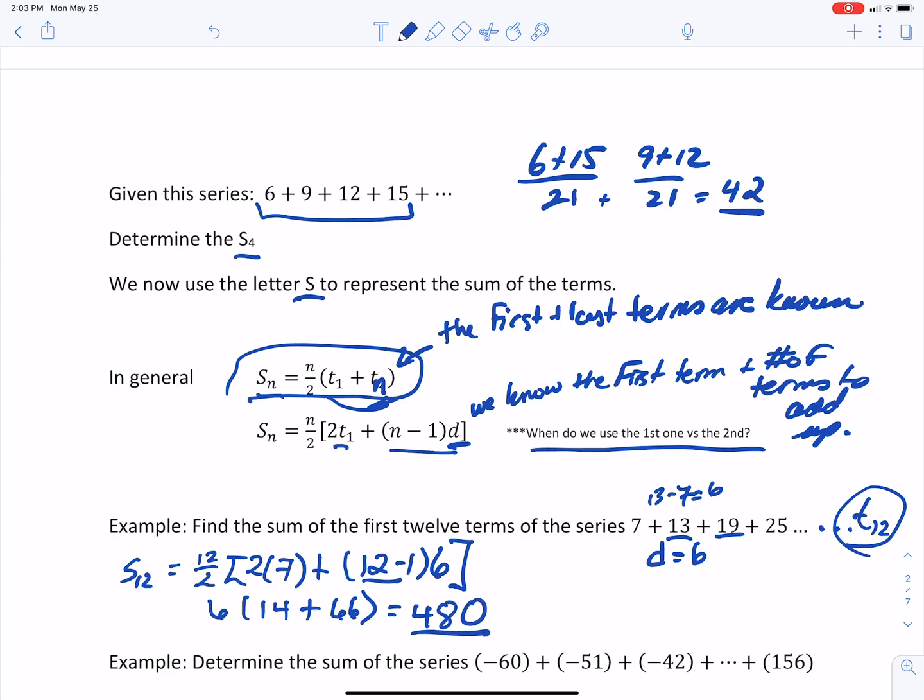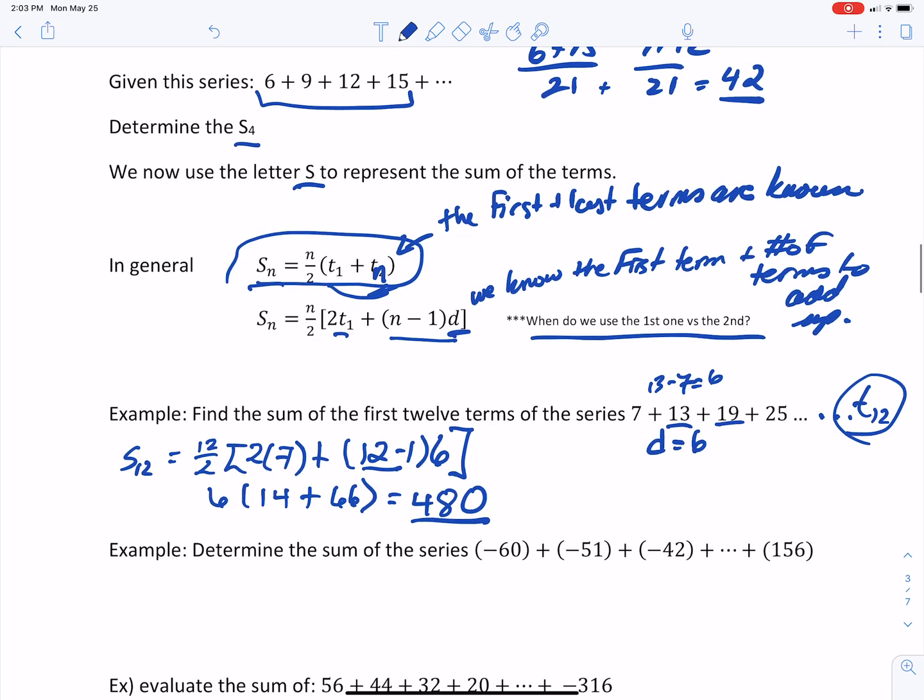All right, down here, determine the sum of the series negative 60 plus negative 51 plus negative 42 plus a bunch of other terms up to 156. So here, I don't know how many terms there are, so I can't really use either formula yet because I don't know what position the last term is. I know this is term 1, I know this is term 2, I know this is term 3.